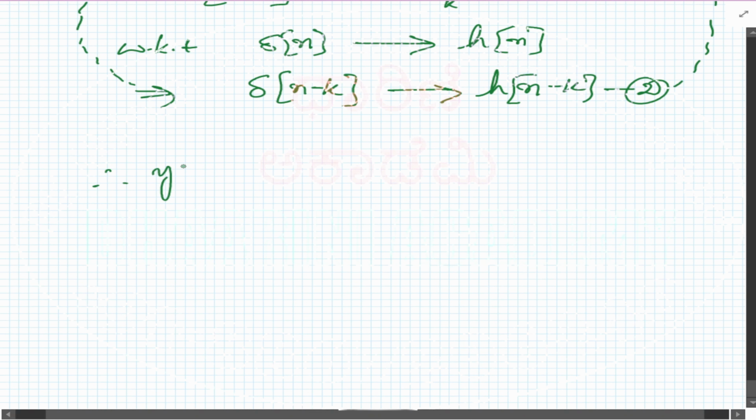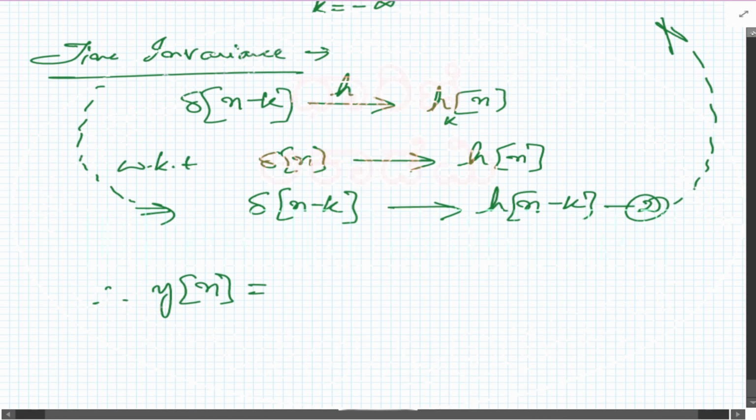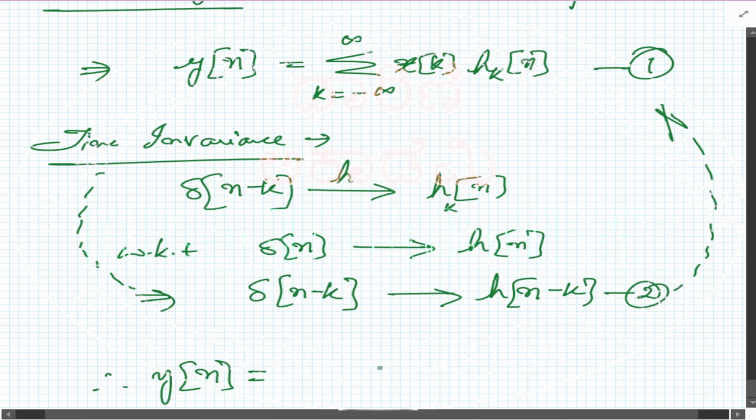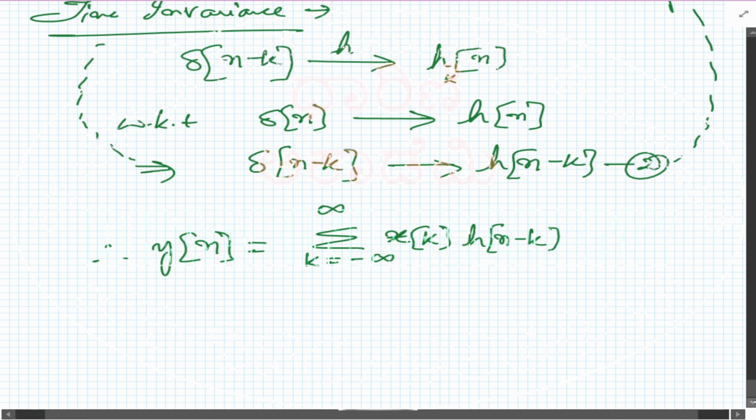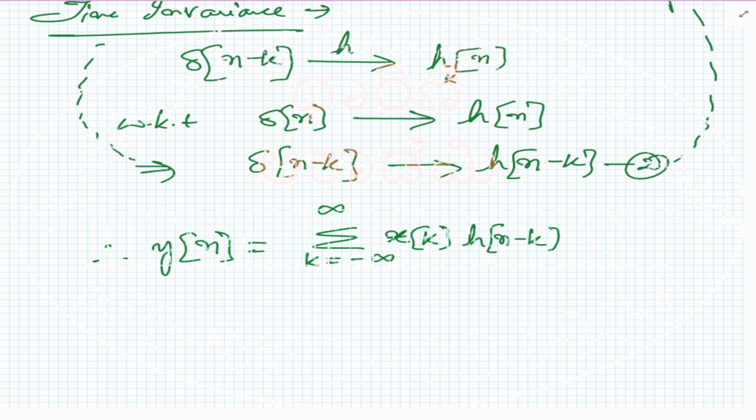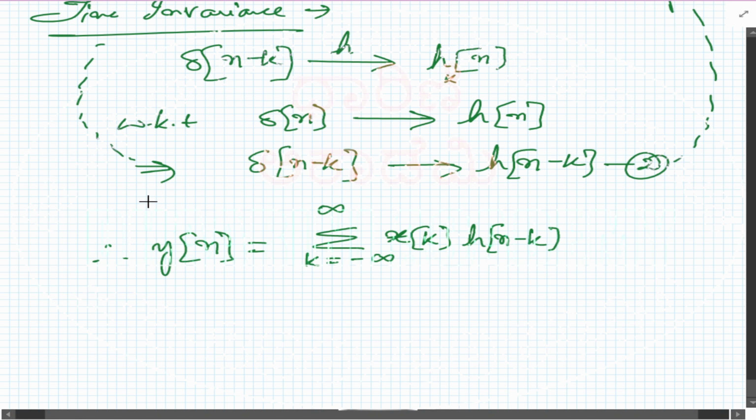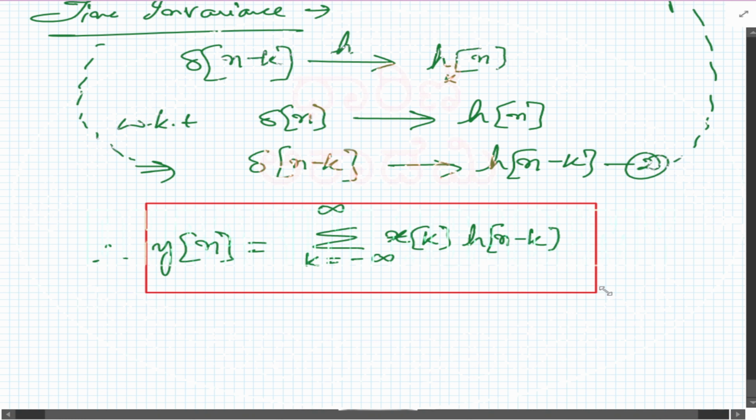Therefore the y of n, the output of the system, becomes, I'm going to put equation 2 in equation 1, right? So this is summation k is equal to minus infinity to plus infinity. X of k is my constant value, so it remains as it is. Only hk of n becomes now h of n minus k. Just compare this with the standard definition of convolution, right? So this itself is the equation of convolution.